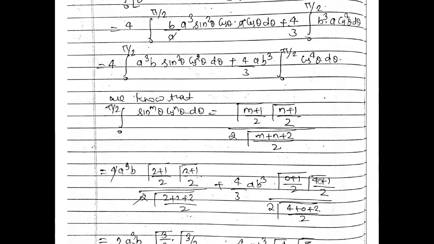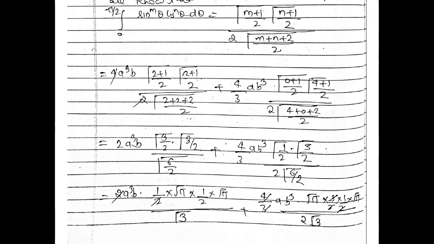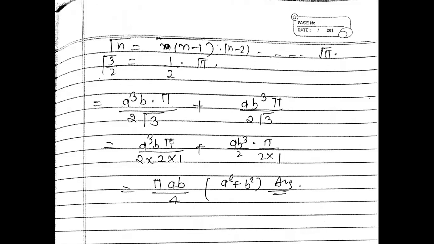m will be 0, n will be 4, and your gamma 3 by 2 will break as 1 by 2 into root pi, 1 by 2 into root pi upon gamma 3, and because gamma 1 by 2 value is root pi, so you will write root pi here, and this is also 1 by 2, 4 plus 1, 5 upon 2, so root pi into 3 by 2, 1 by 2 root pi upon 2 gamma 3. And after solving this, you are getting pi ab upon 4 times a square plus b square. So this is the final answer.